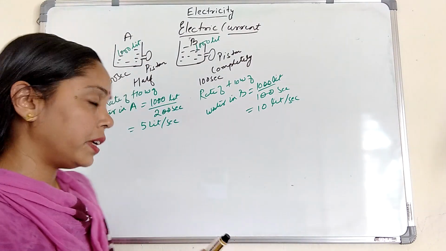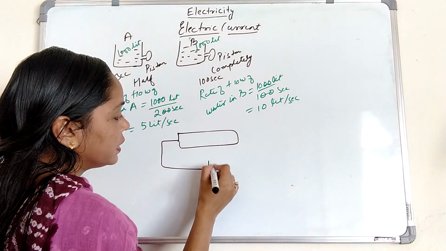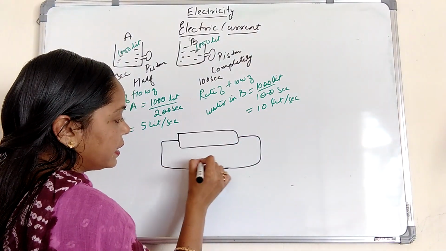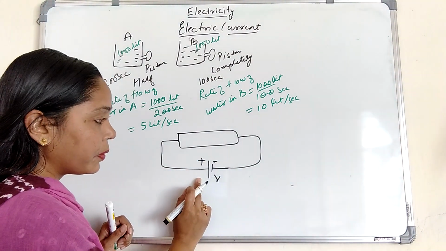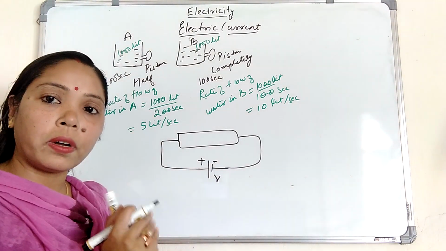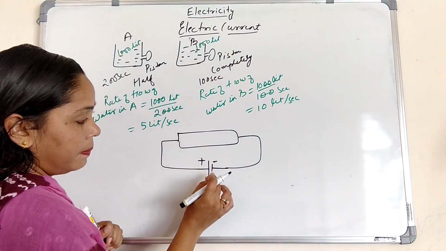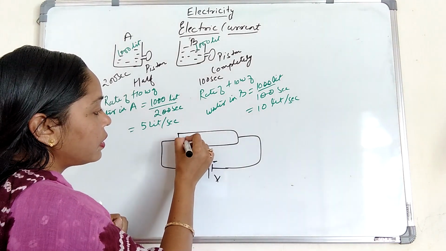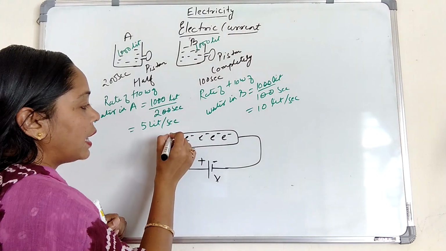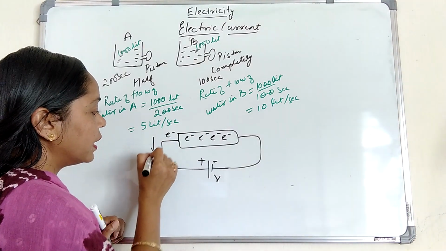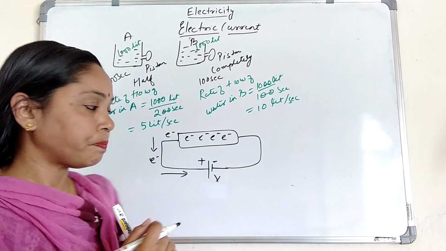Suppose you have a charged body, connect this charged body to a cell. This is called the positive terminal and this one is the negative terminal. The positive is considered as a higher potential and the negative is considered as a lower potential. As soon as you have connected the charged conductor to the cell, all the free electrons present in the conductor start moving towards the positive terminal of the battery or cell.